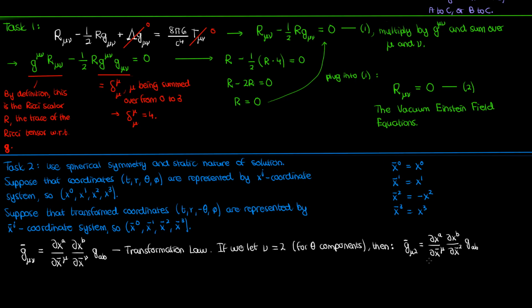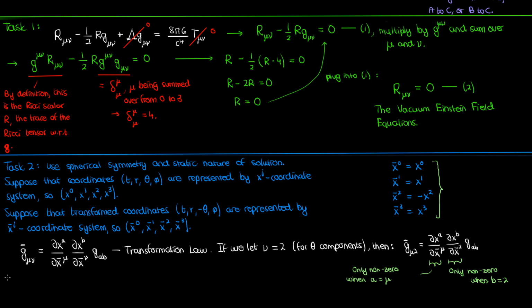The indices a and b on the right are being summed over, but the only time these partial derivatives are non-zero is when a and mu represent the same index. The reason for this is our coordinate transformation equations up here. They only relate the barred coordinates to their corresponding unbarred coordinates and not any other coordinates.